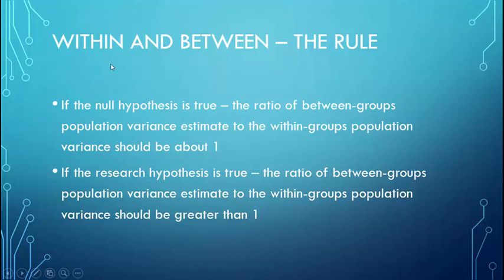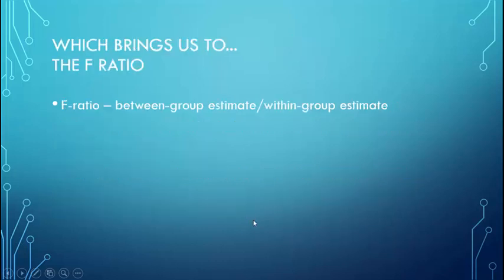So which brings us to the rule here for ANOVA. When the null hypothesis is true, the ratio of between groups variability to within groups should be about 1. And if the alternative or research hypothesis is true, the ratio of between groups variability to within groups should be greater than 1. And that brings us to the F ratio.